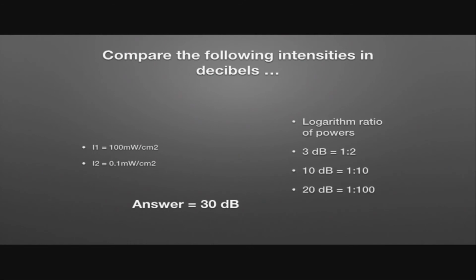So just to recap, you can see that with a logarithmic ratio of powers, if you have a 1 to 2 ratio, that's 3 decibels. If you have 1 to 10, it's 10 decibels. If you have 1 to 100, it's 20 decibels, and 1 to 1,000 would be 30 decibels.